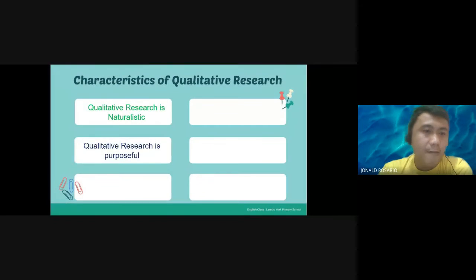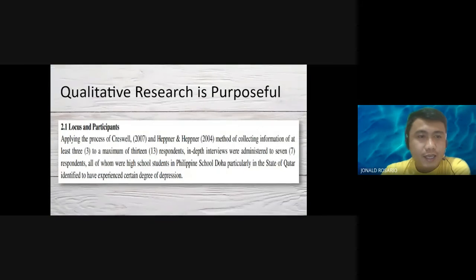Okay. Second, qualitative research is purposeful. Purposeful. So why purposeful, class? So I have here a screenshot of a certain part or section of a certain journal research article. Kinuha ko ito sa isang research article or journal. Basahin ko na lang. Locus and participants. So ito yung part ng isang study. So later on dun sa activity natin mamaya, papangalanan ko kung ano yung title nung study. At the same time, kung kanino yung study na ito.